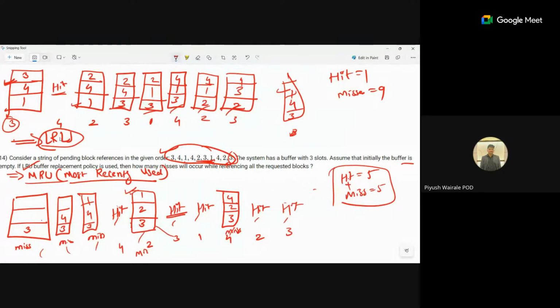So please try to solve few questions. You can refer to previous year questions. Even in LRU, it will be the same: hit plus miss will be number of elements. You can solve previous year questions from these two topics. That will be good enough. Any other doubt from this topic? LRU, MRU?